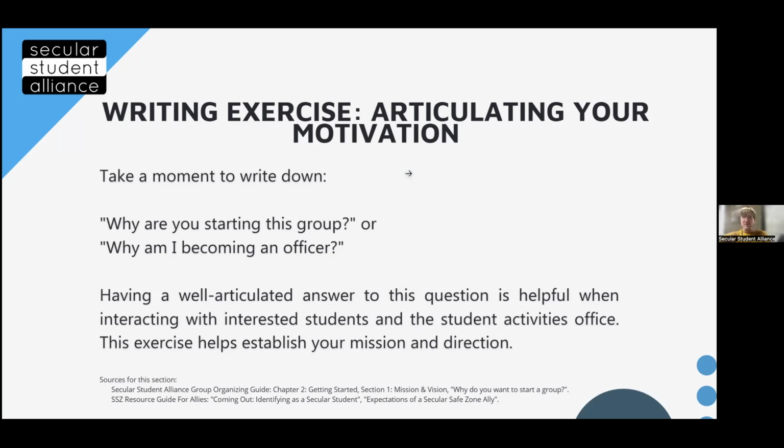So we'll go ahead and start the timer, and about 3 minutes from now, so probably 4:21 my time, 7:21 East Coast time, we'll have some people share out.